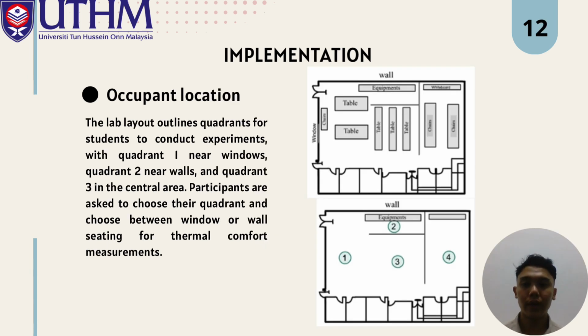Through the survey, we also have the occupant location. For the occupant location, they have four quadrants, which are near the wall, near the window, and at the middle of the lab. So the occupant can choose their specific location in the lab, and they can vote their preferred thermal comfort at that position.